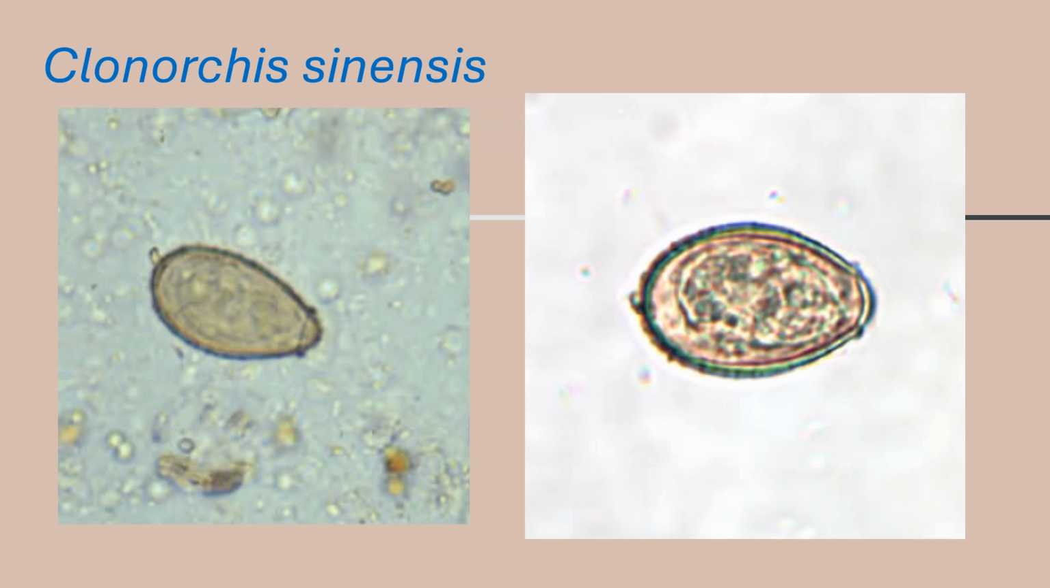Also, this is another illustration of Clonorchis sinensis. The ova or eggs of Clonorchis sinensis are ovoid, with a thick brownish yellow shell. They have an operculum. Somewhat in this image, the opercular shoulders are distinguishable.